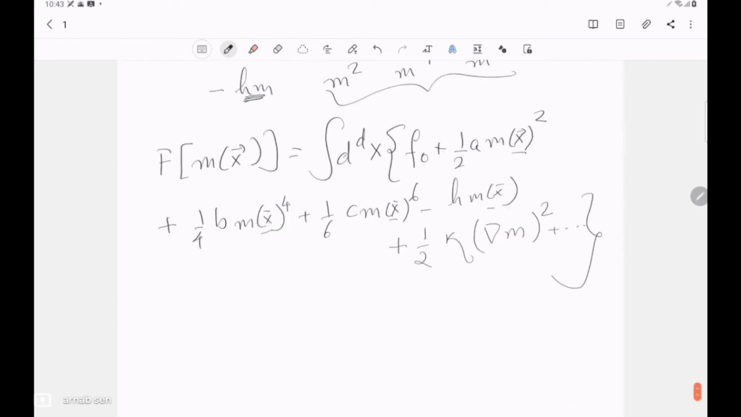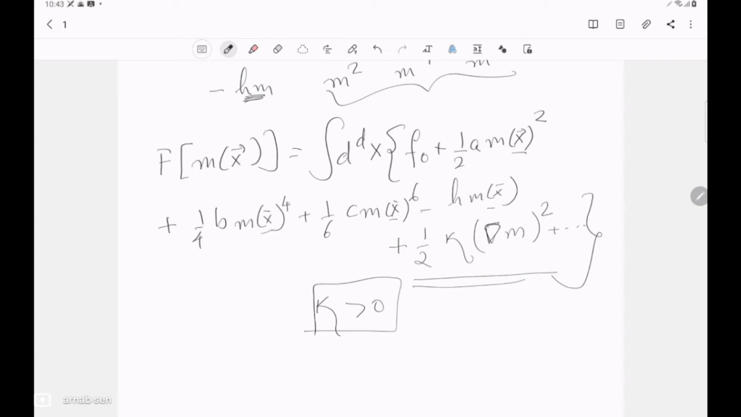So what does this term try to do? And this kappa is positive. Can someone tell me what this term is trying to do? This is, of course, just a gradient of m.